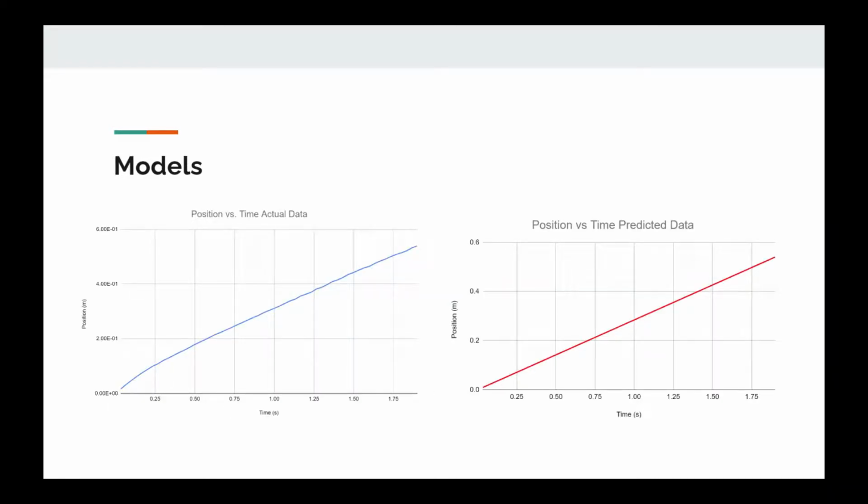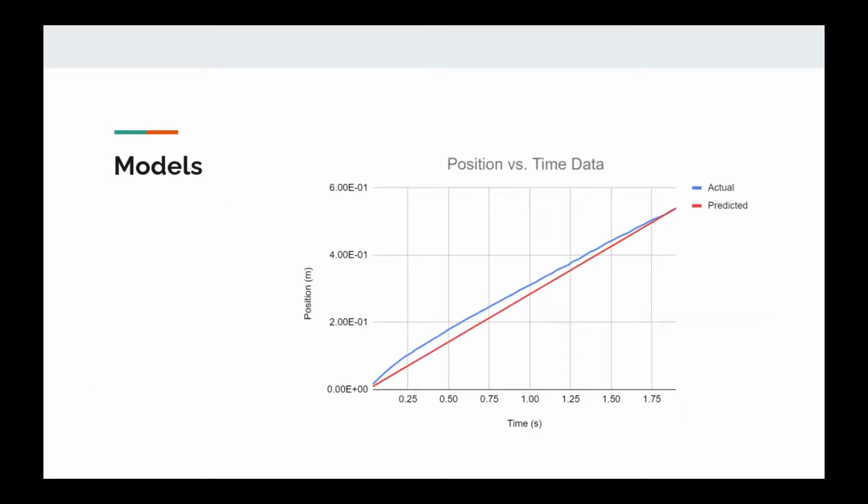These are my models. The one on the left is the actual data, and the right is the predicted data. Here they are overlaid. As you can see, the position is pretty much the same. However, the physical data is not quite linear as the system and surroundings are not perfect, as other forces like friction are acting on the battery. The calculated data set is linear, indicating a constant velocity.